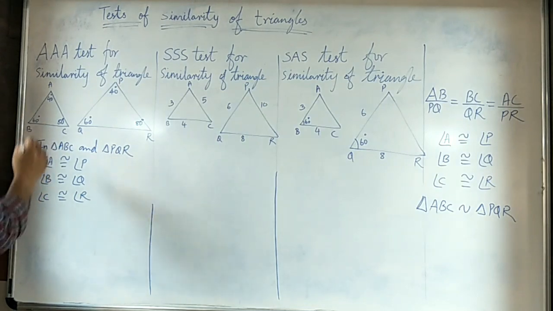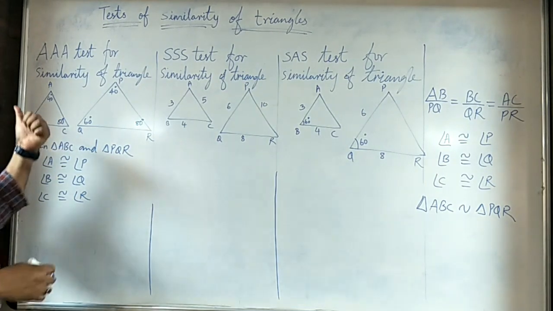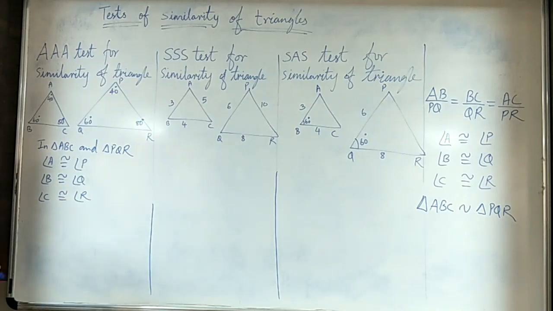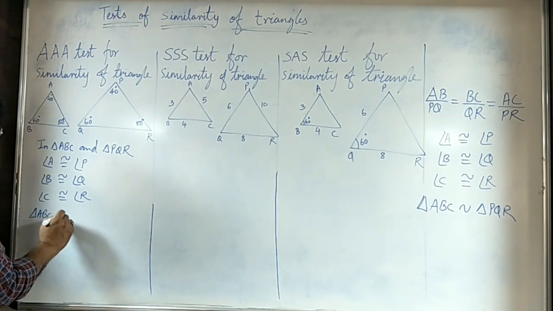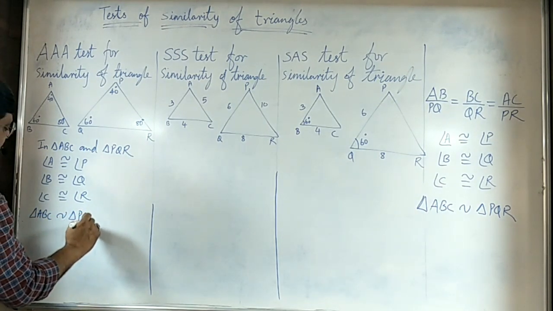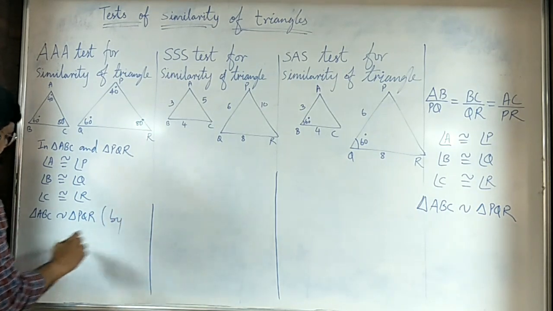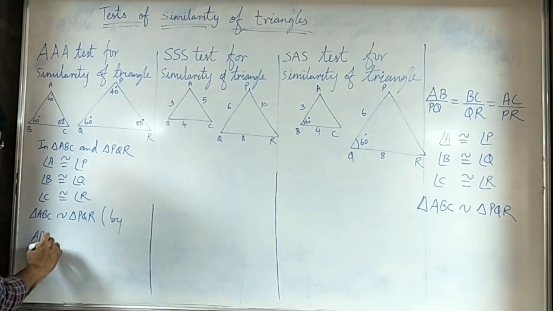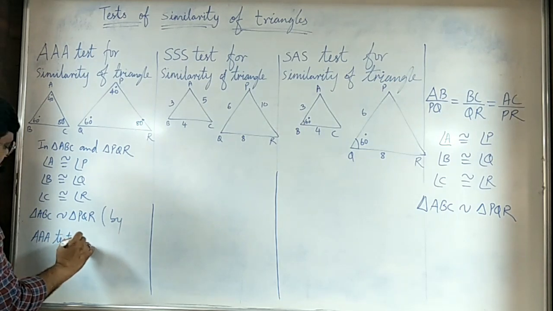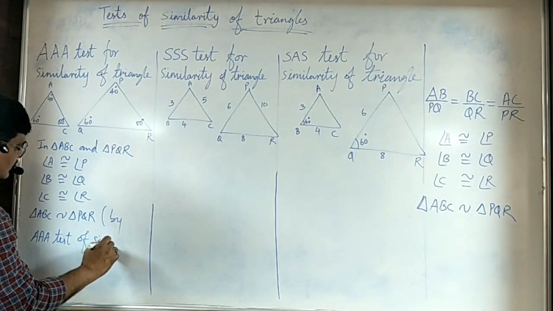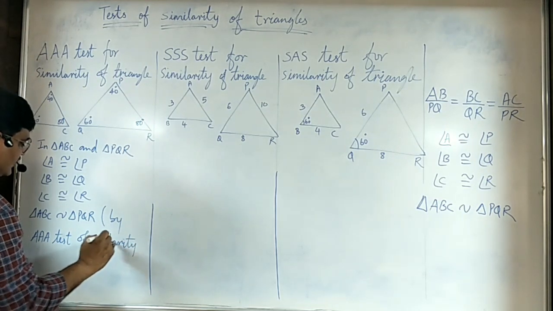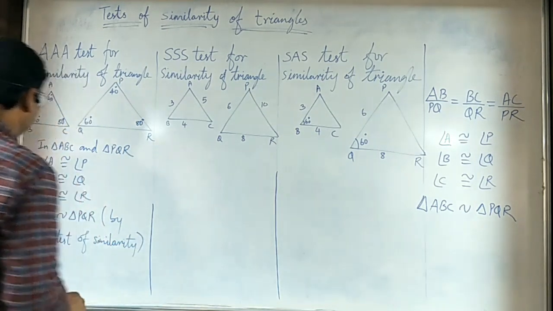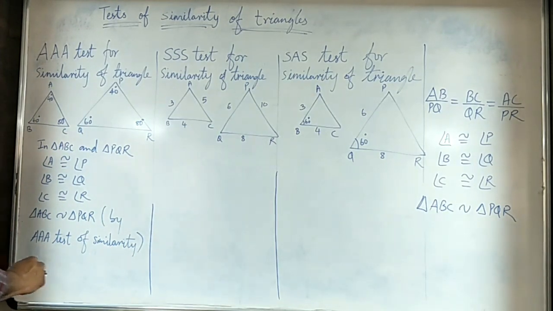Now therefore you can see that all the 3 angles of the triangle ABC are congruent to the corresponding angles of triangle PQR. Then I can say that triangle ABC is similar to triangle PQR by the AA test of similarity.